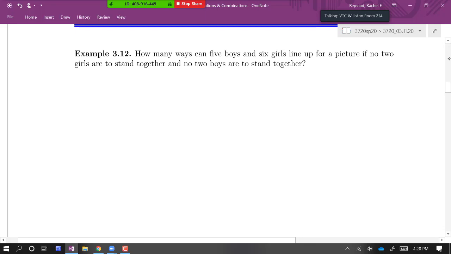All right, we're going to figure out how many ways 5 boys and 6 girls can line up for a picture if no 2 girls are to stand next to each other and no 2 boys are to stand next to each other. There's one more girl than there are boys, right? That means that if they have to alternate, we've got to start with a girl and then alternate from there. One, 2, 3, 4, 5, 6. Okay, so that's what it's got to look like.